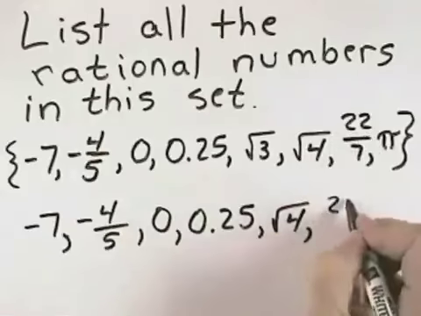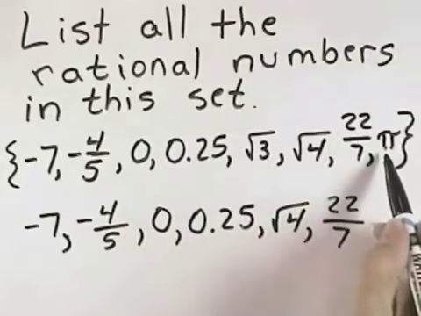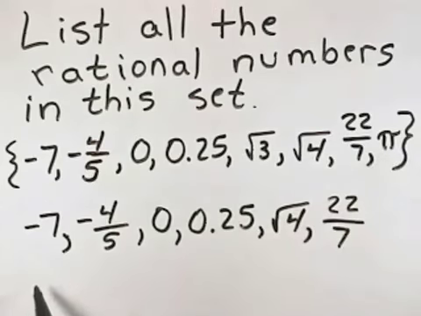22/7 is again already in the form of a fraction. Pi is a decimal, but again it goes on infinitely with no repeating pattern, and therefore pi is not a rational number. So these would be the elements of the set that are rational numbers.